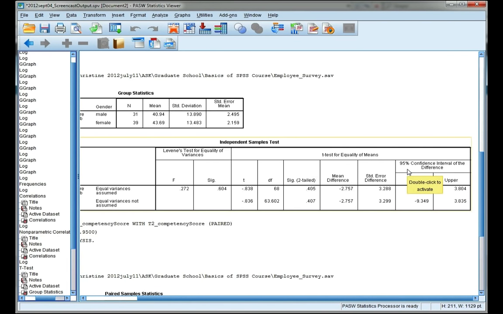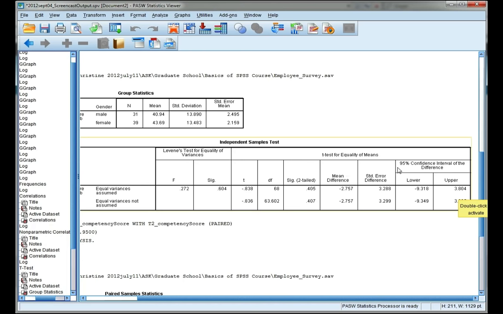Lastly, we're given a confidence interval. I've left mine at 95% because my level of significance is 0.05. And we're given a lower bound and an upper bound. Now this confidence interval is for the mean difference. So that means it's a confidence interval for this value here.